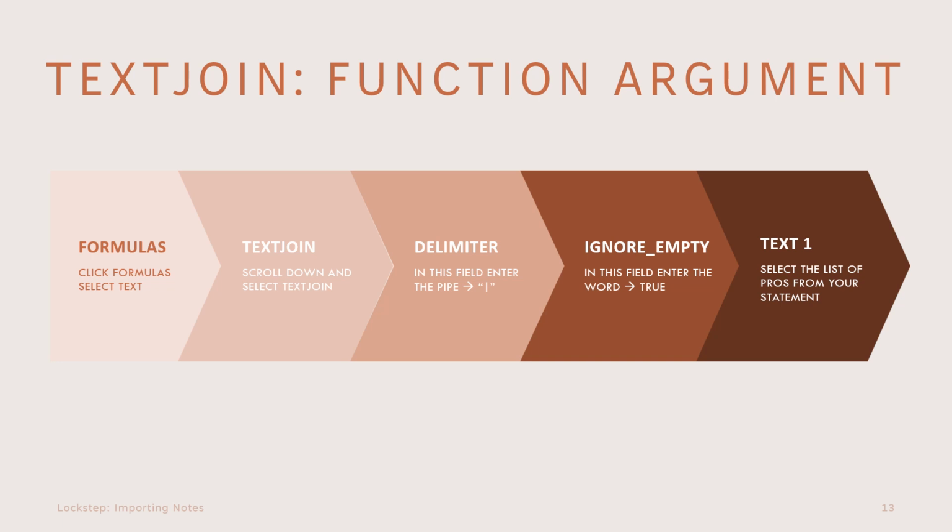Next, the function argument will ask, do we want to ignore the empty cells? And since we don't care about the empty cells, we'll enter true in this field. And last, text one. For text one, we will select our list of pros from our statement that we wish to add the pipe between.